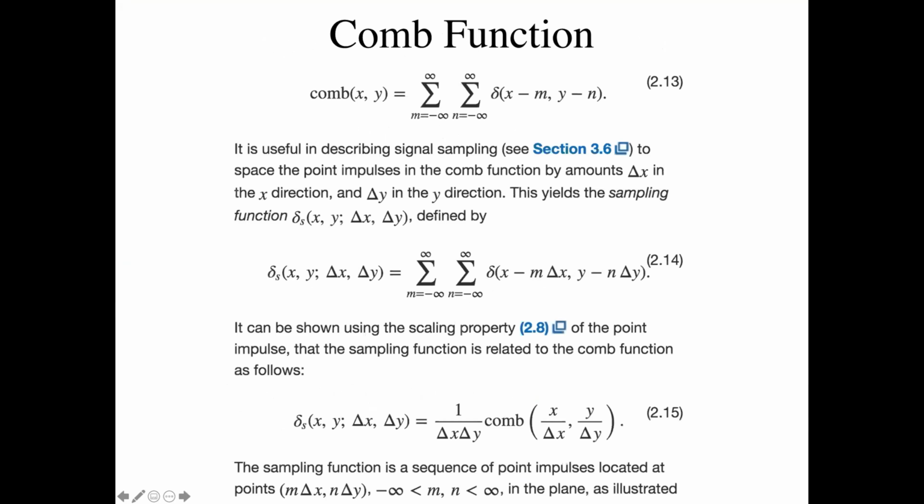Any other questions on that? So the comb function, as described in the book, you can do it in 2 dimensions just as easily, right? Where you have a 2-dimensional delta function with m and n as your offsets. And so now I have the plane covered in spikes. And we saw that in the lecture last time.